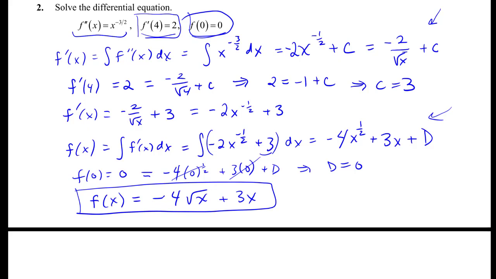And what I've done was I solved the differential equation, which in this case meant going from a second derivative back to the original function, being able to fill in those constants that came up because I had some values to use.